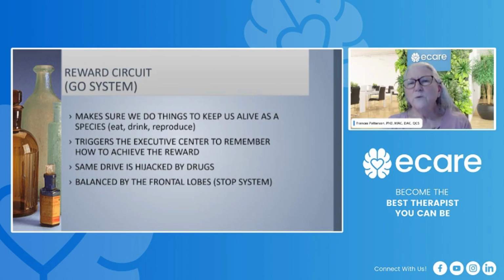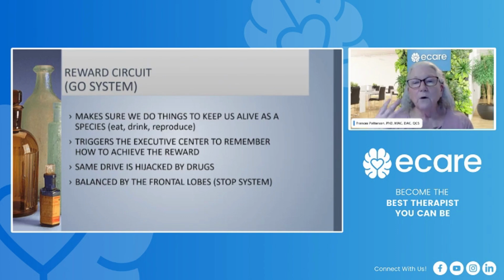It makes sure that we do things to keep us alive, such as eating, drinking water, drinking liquids, reproducing, and it triggers that executive center in our brain, which is in that frontal lobe, to remember how to achieve the reward. And that same drive that keeps us alive is the same drive that the drugs of abuse hijack.